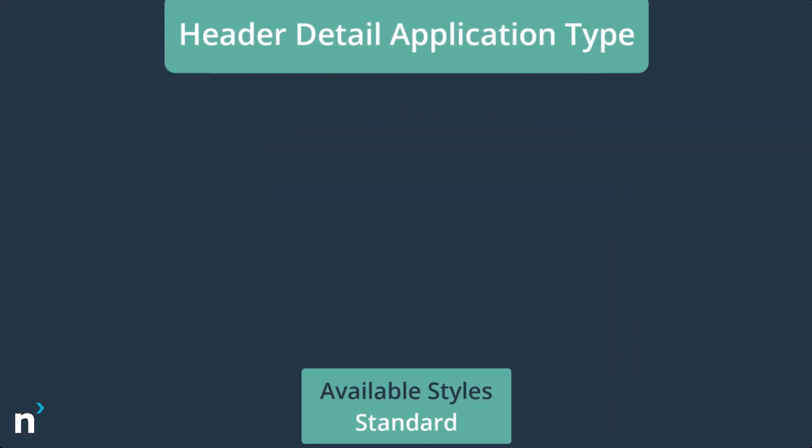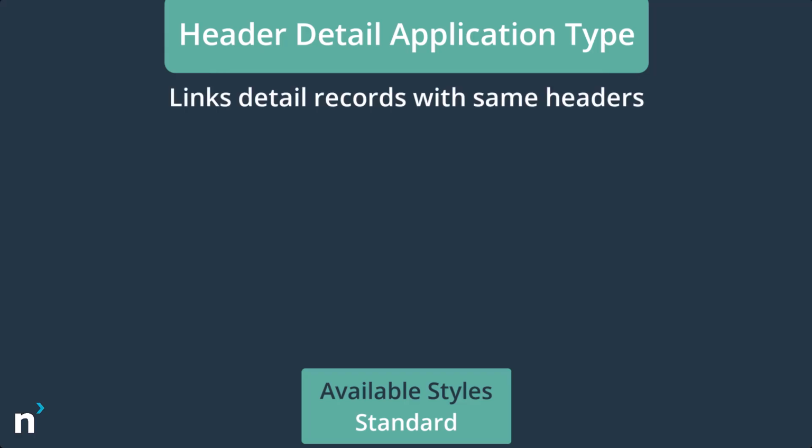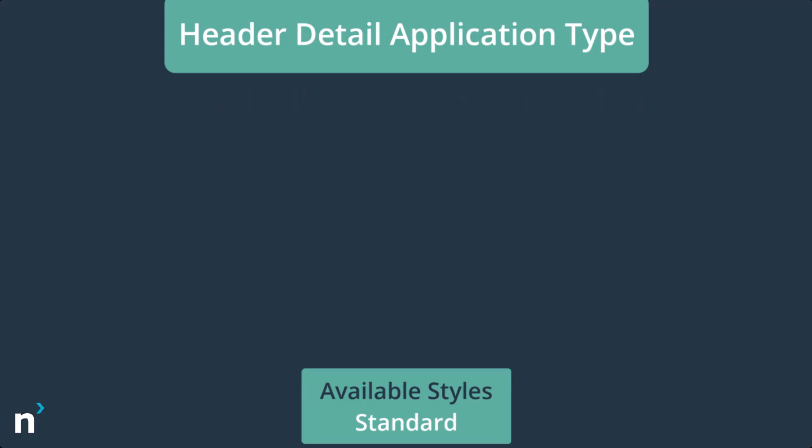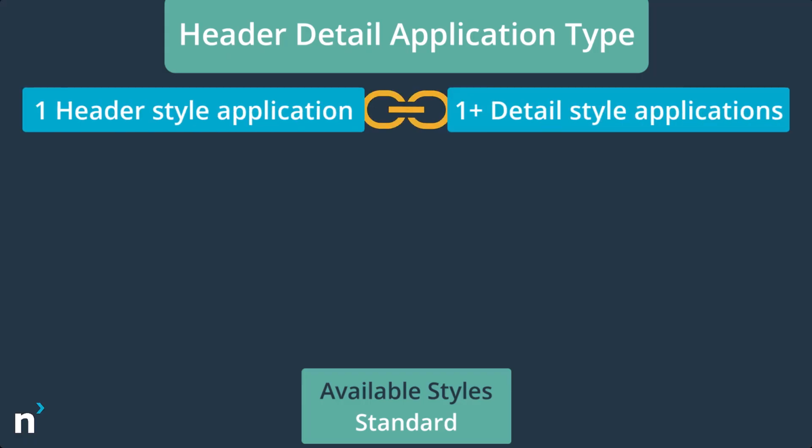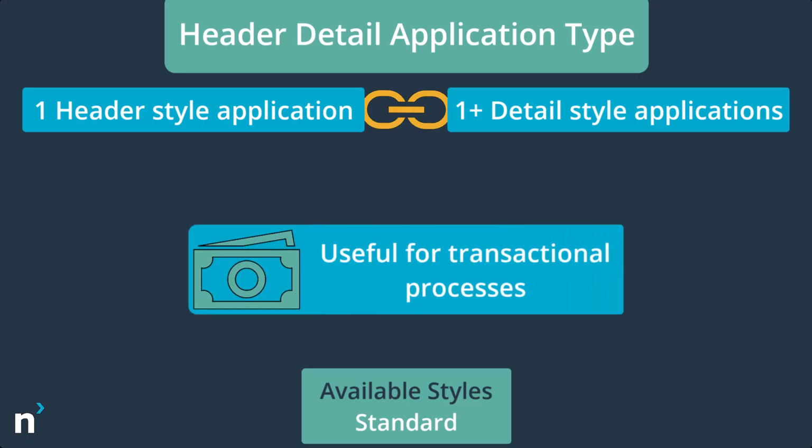The Header Detail application type links detail records that have the same header information into one application. This is achieved by using one header style application and one or more detail style applications. This is useful for transactional information such as for purchase orders, where the transaction represents one document that stays together throughout the process.